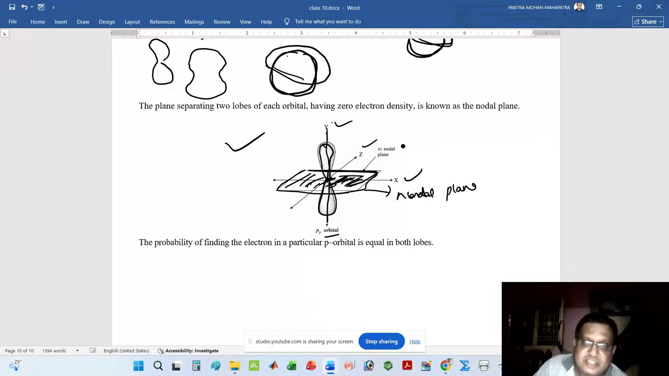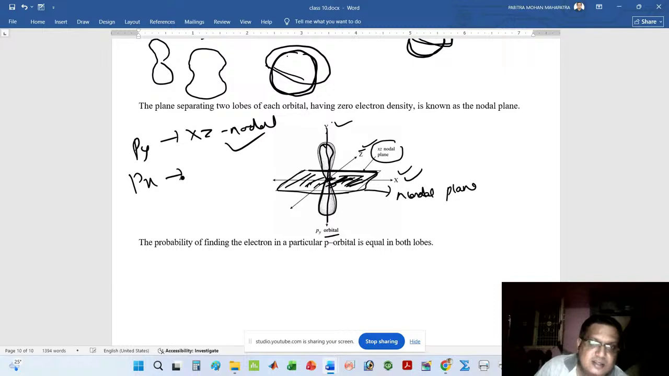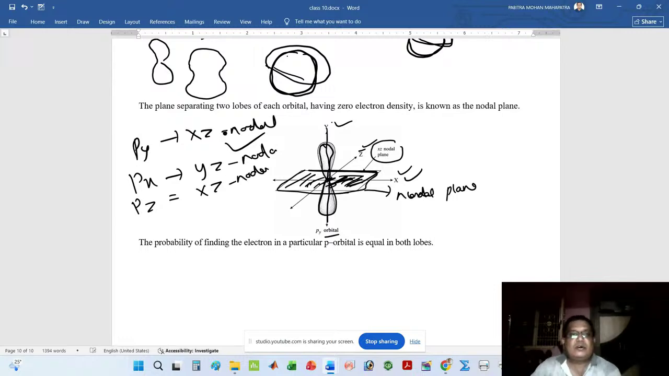This is said to be particularly the xz nodal plane because the plane is situated in the x-axis and z-axis. For py, remember for py orbital, xz nodal plane is present. For px, you can think about the yz nodal plane. For pz, you can think about the xy nodal plane. Clear?